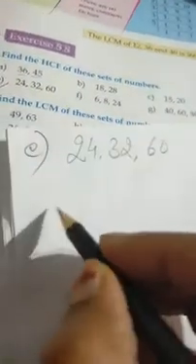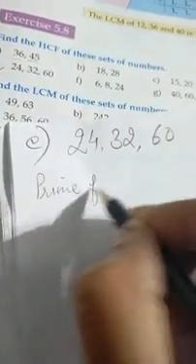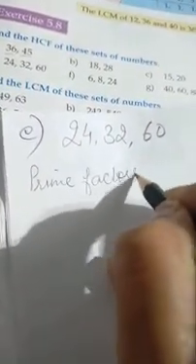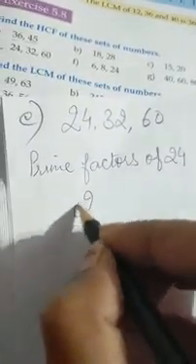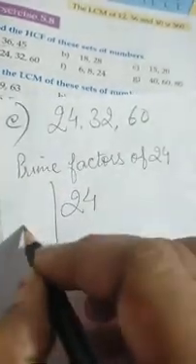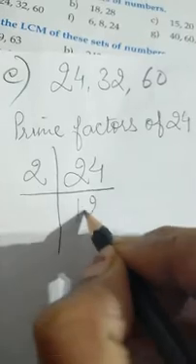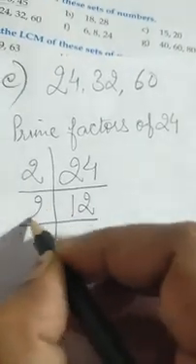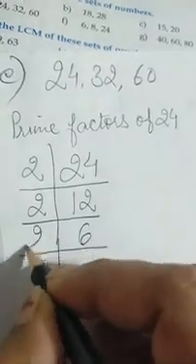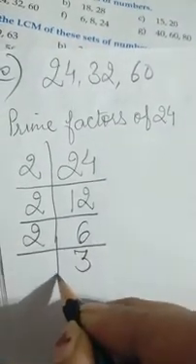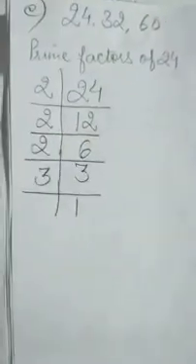Prime factors of 24. 24 is divisible by 2. When 24 is divided by 2, we get 12. Then 12 is divisible by 2. We get 6. 6 is divisible by 2. We get 3. 3 is a prime number, so it will be divisible by itself only.